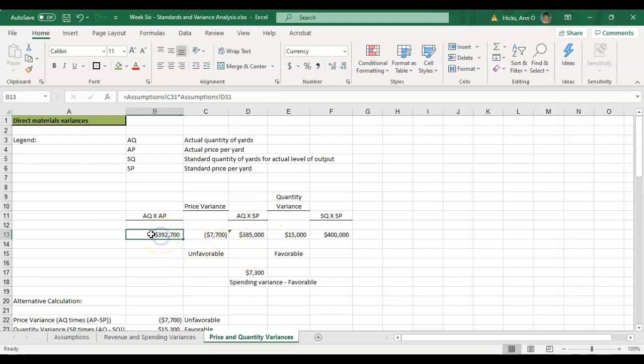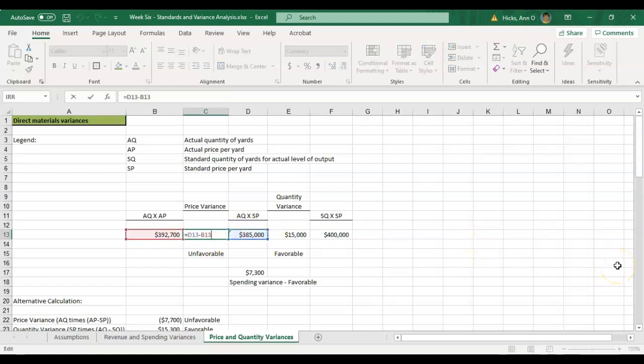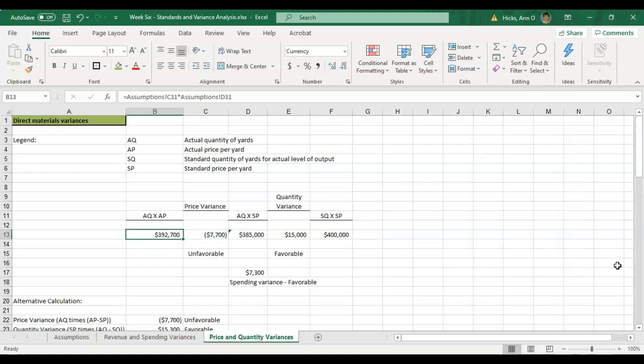So if we look at the column AQ times AP and the column AQ times SP and take the difference between those, that gives us $7,700. That is what is referred to as the price variance. And think about it. The 392,700 used actual quantity and actual price. The 385 used actual quantity and standard price. So the only difference between those two numbers is the price.